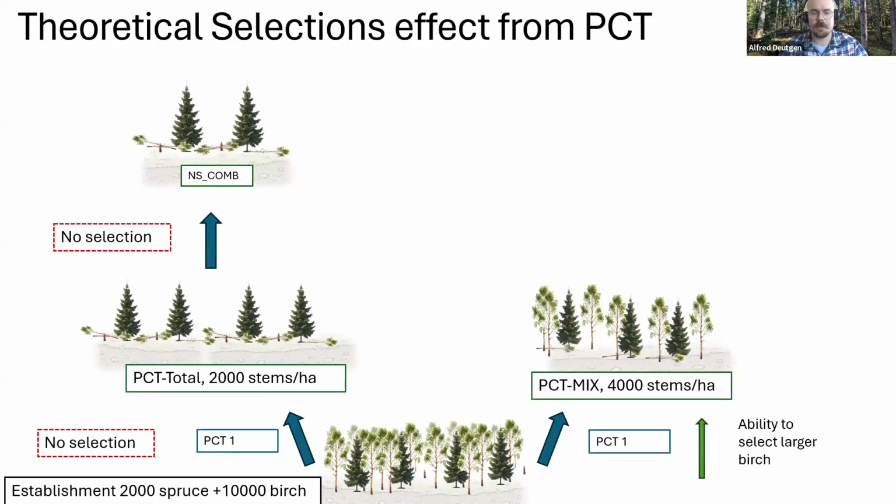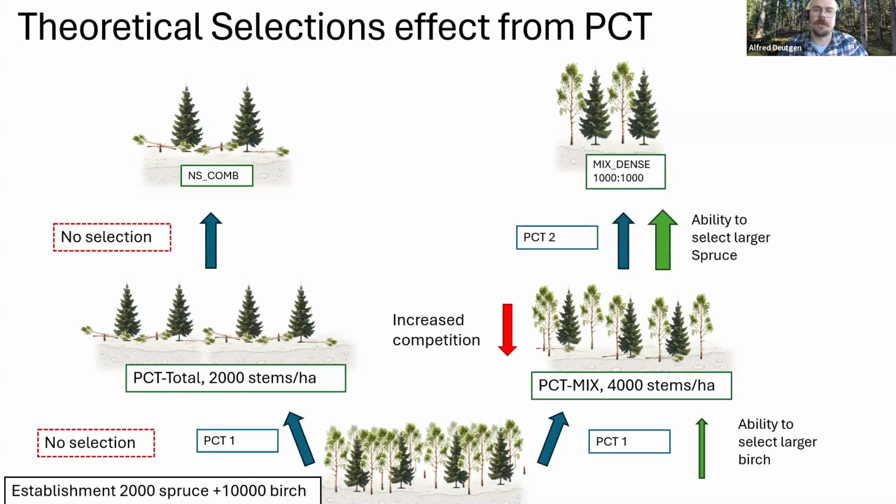When you do a mixture and slowly remove, you first have the ability to select the larger birch. But with that you have increased competition because of high stem density, so that's something that would lower the growth. But then in the second pre-commercial thinning, you have the ability to select the larger spruce and the larger birch and still keep 2,000 stems per hectare.